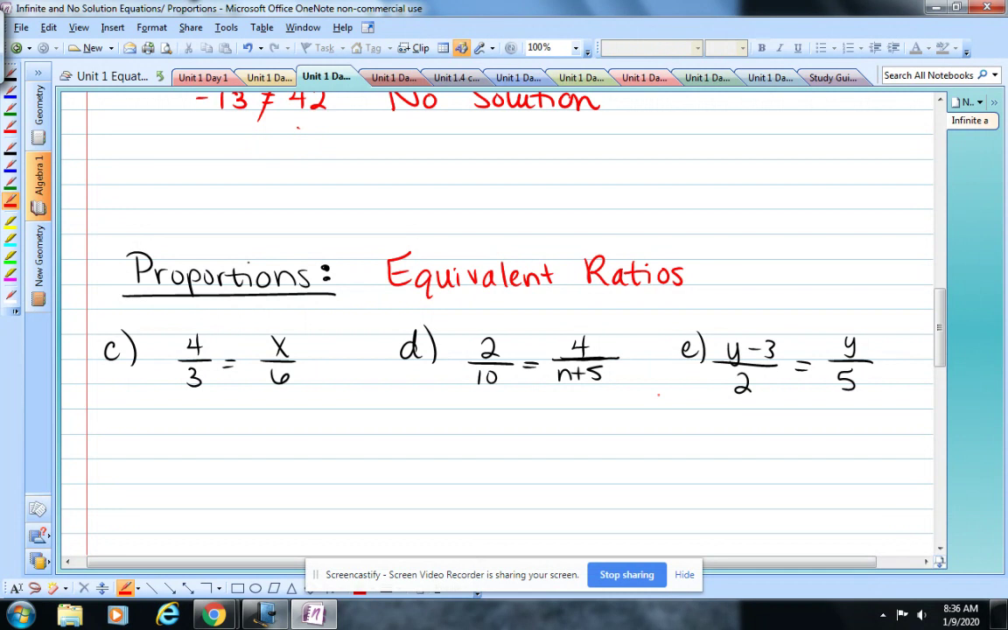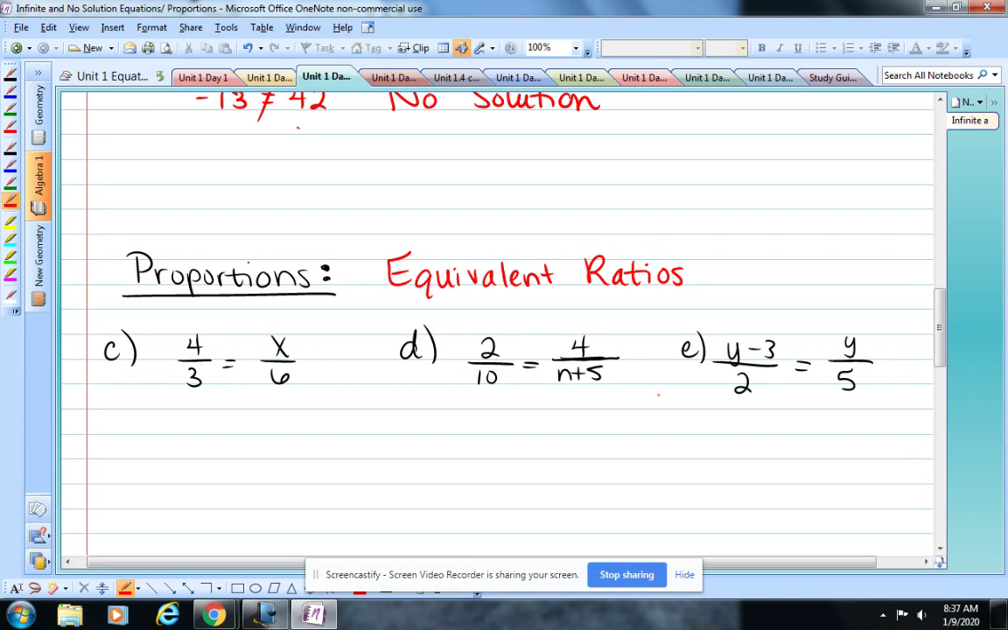Equivalent, what does equivalent mean? Equal. What is a ratio? It's a fraction. So a proportion is 2 fractions set equal to each other. Basically, that's what a proportion is. Okay? So like 1/2 and 4/8. Those are equal ratios, aren't they? So that would be a proportion. So a proportion is just two fractions set equal to each other.